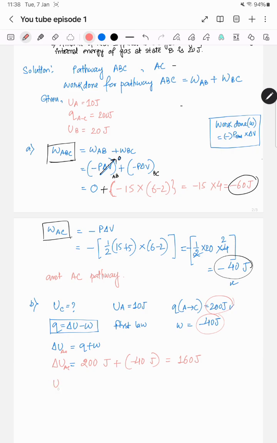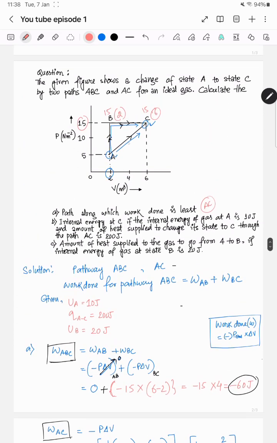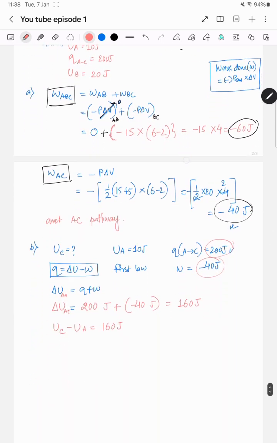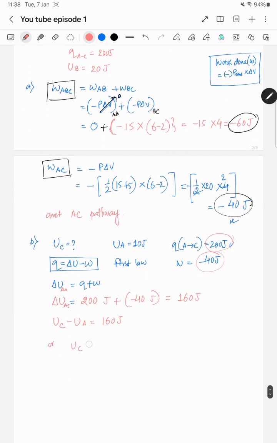So we can say U of C minus U of A is equal to 160 joule, because the arrow is showing us this value, right? This is the final destination and this is the initial one for the pathway AC. So U of C equals 160 joule plus U of A. U of A is given, which is 10 joule. So this is 170 joule. Clear?